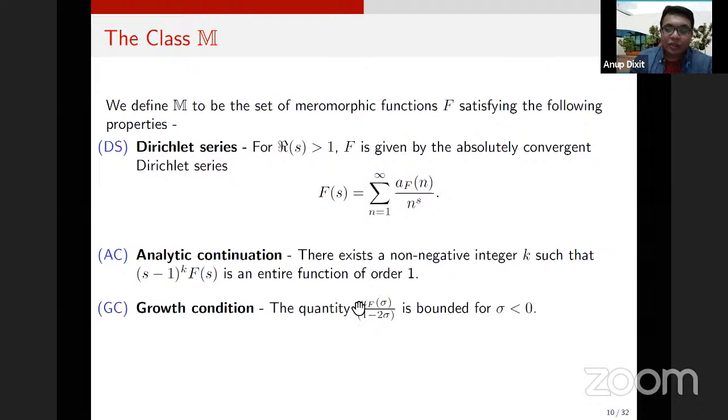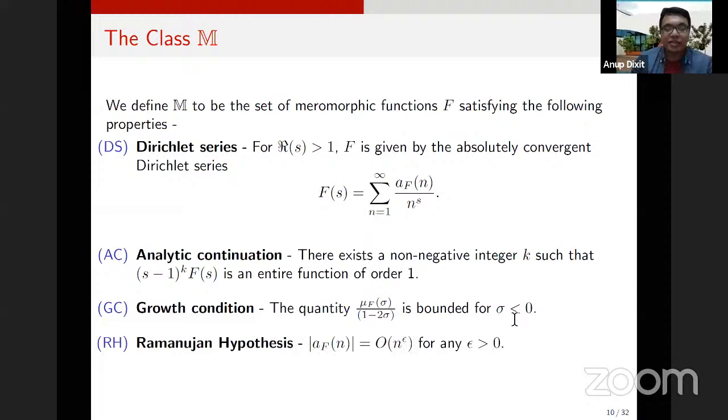And then we have this growth condition that this mu f of sigma that we just defined, divided by 1 minus 2 sigma, is bounded. Now there is a reason for that, because we want to extract the information that is captured by the degree of the functional equation using growth conditions. So that's why we look at this kind of quantity to be bounded when sigma is less than 0. And we also enforce the Ramanujan hypothesis, which is just a bound on the coefficients of the Dirichlet series.